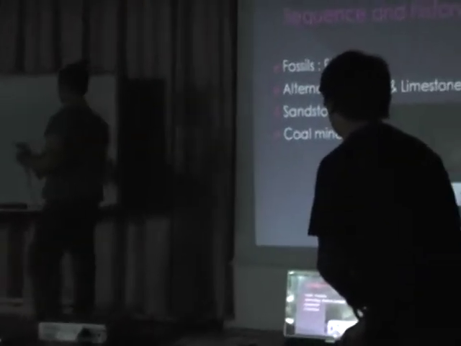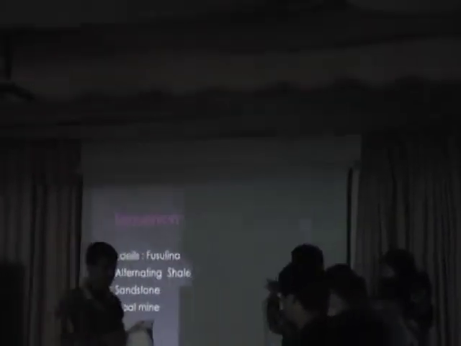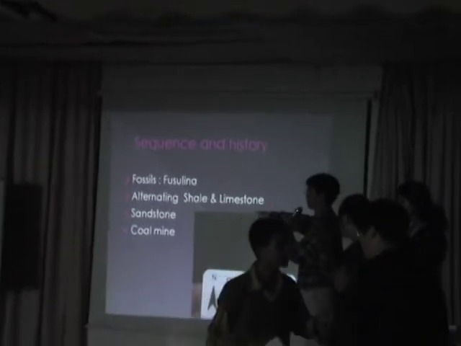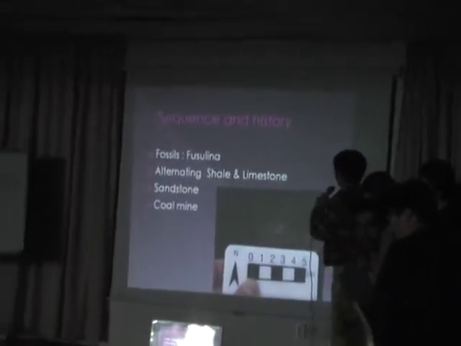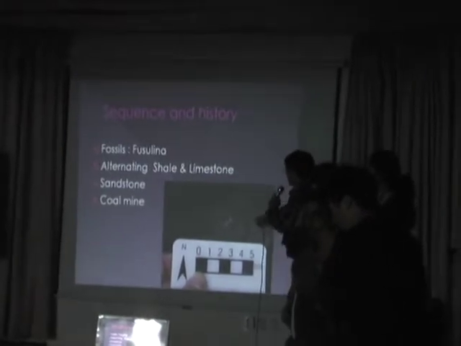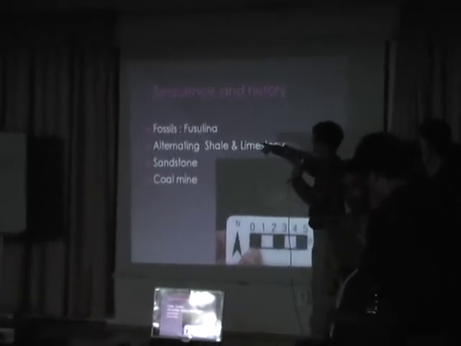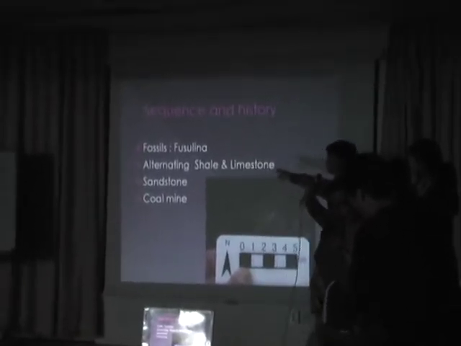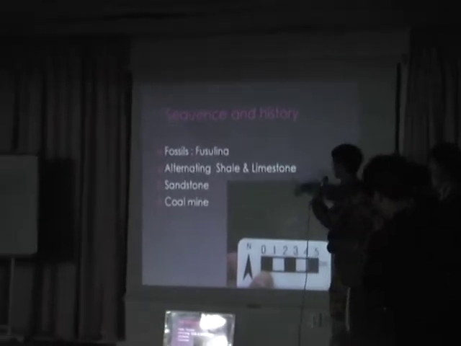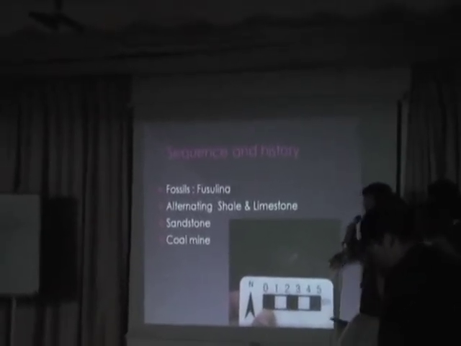Okay, then let's talk about site 2. At site 2, we saw fossils and alternating shale, limestone, sandstone and a coal mine. First, we saw fossils. The picture is the fossils we saw. The fossil we saw, actually, it's not Fusulina. That is wrong. I'm sorry. I think that is a bivalve shell.